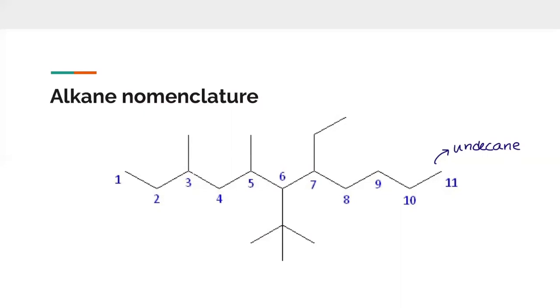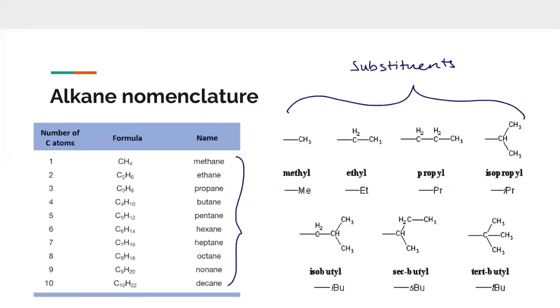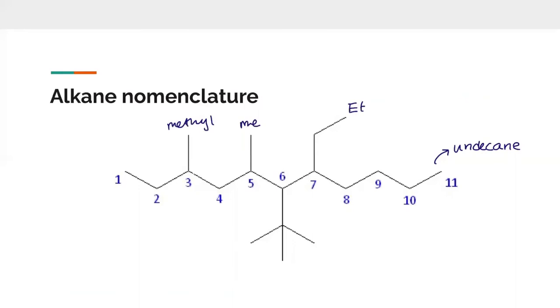Next step we want to do is name all the substituents. So this substituent is a methyl substituent. This is also a methyl substituent, which I'll abbreviate with Me. This is an ethyl substituent, which I'll abbreviate with Et. And this substituent right here, if we look on the previous slide, is a tert-butyl substituent. So I'll abbreviate that with tBu.